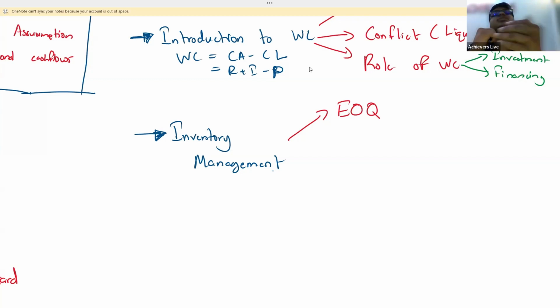There are certain costs which are associated with inventory. What are the costs associated with inventory? What are the costs, guys? There are two costs.